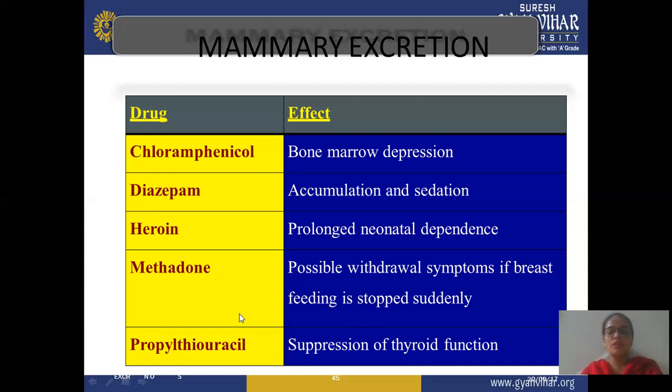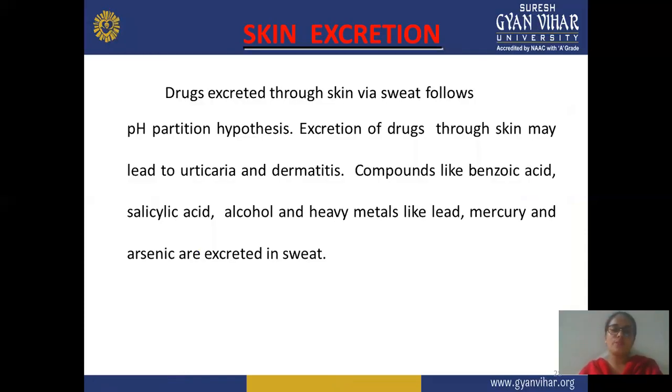With methadone, withdrawal symptoms are mainly observed when you are taking methadone and the breastfeeding is stopped suddenly, so no lactation takes place in mammary excretion due to this methadone. Next is propylthiouracil. It causes suppression of thyroid function, where the thyroid does not work properly and may be suppressed.